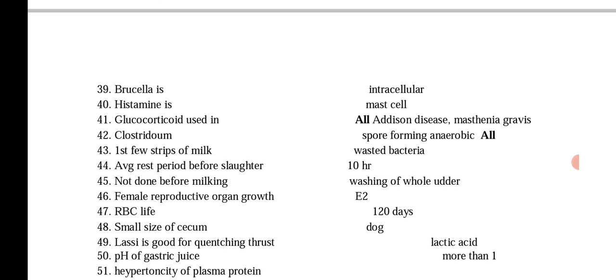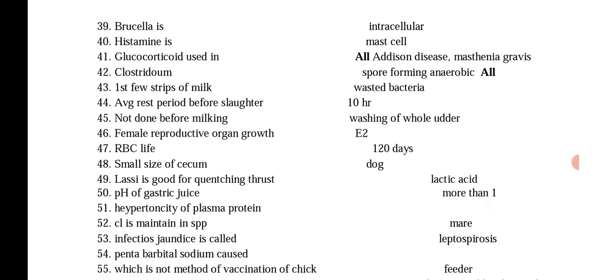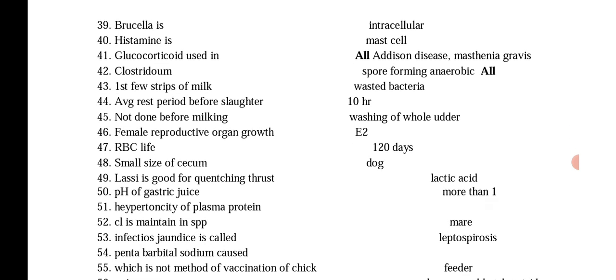Brucella is an intracellular bacterium. Histamine is secreted by mast cells. Glucocorticoids are used in all, such as Addison's disease, myasthenia gravis. Clostridium is a spore forming and anaerobic bacteria. First few strips of milk are highly infected with bacteria and should be discarded as they have maximum load of bacteria. Average rest period before slaughter is 10 hours. Animal should be rested for a minimum of 10 hours prior to slaughtering. Washing of whole udder is not done before milking.